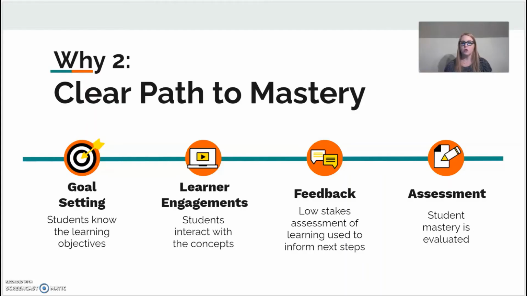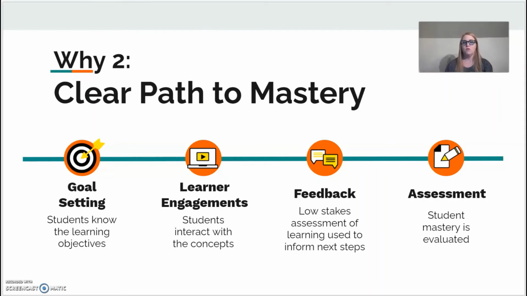So first is goal setting. Let your students know the learning objectives. Make them explicitly clear. Next, learner engagements. So give the students time to interact with the concepts and the content. This can be through learner-to-learner engagement, learner-to-instructor, and then learner to the content itself.